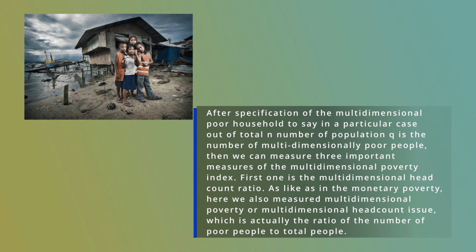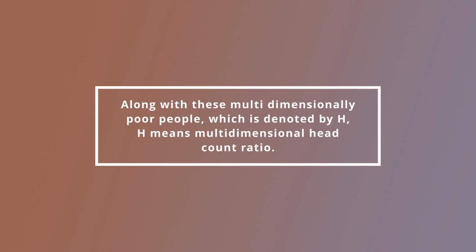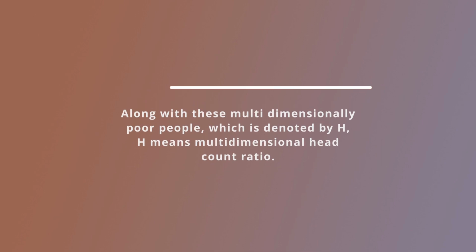As in the monetary poverty, here we also measure multidimensional poverty ratio or multidimensional head count ratio, which is actually the ratio of the number of poor people to total people. Here Q is the number of poor people, N is the total population. Therefore, Q by N into 100 equals the percentage of multidimensionally poor people, which is denoted by H, the multidimensional head count ratio.